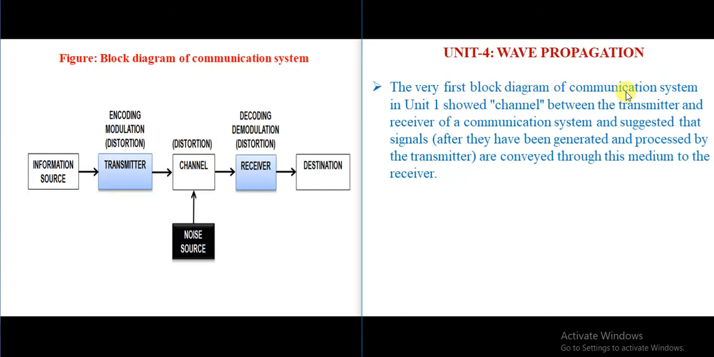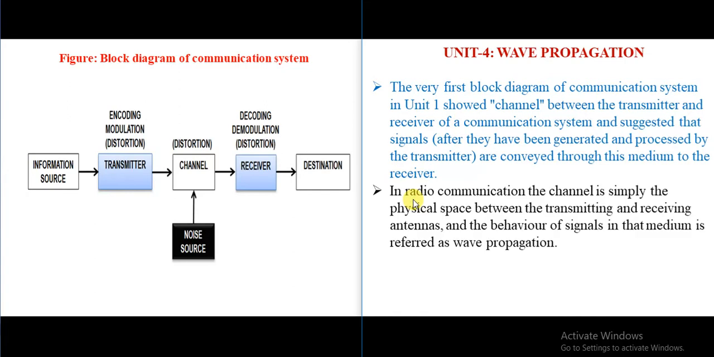So this was the first block diagram of the communication system, with the channel between the transmitter and the receiver, suggesting that signals are conveyed through this medium to the receiver. So in radio communication, the channel is simply the physical space between the transmitting and the receiving antennas. So if I want to transmit a signal from transmitter to receiver via wireless media, then we require an antenna at both the transmitting side as well as the receiver end.